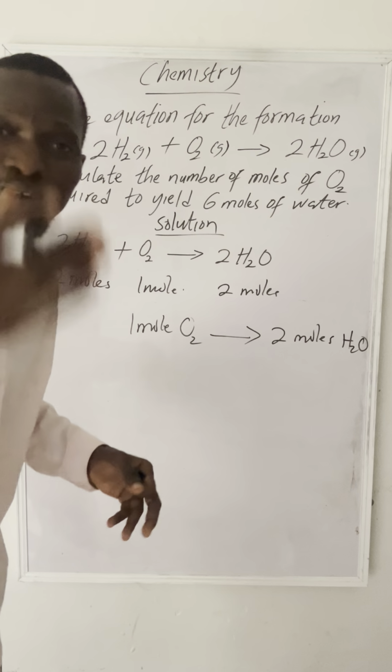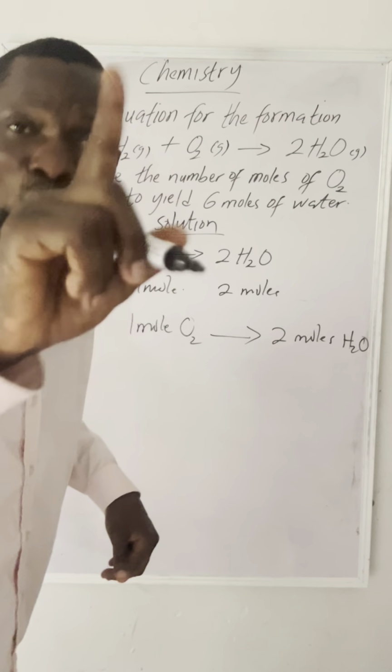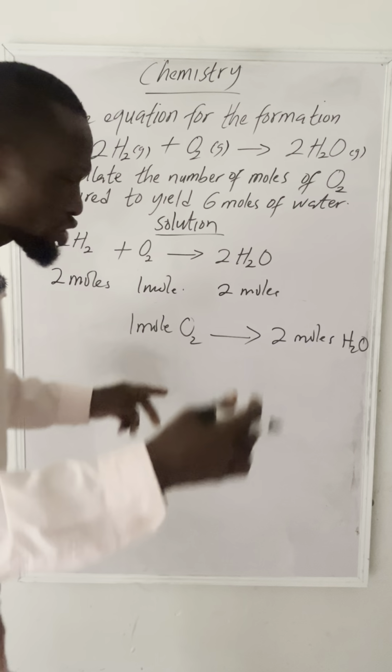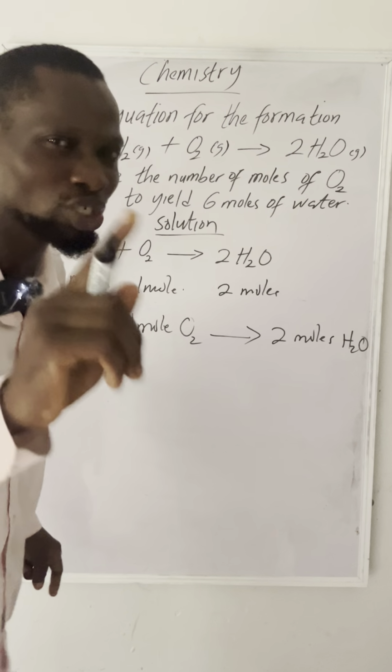The balanced equation will tell you, if I say how much are they selling 5 oranges, you cannot know until you know the amount of 1. So this balanced equation is just like telling us, okay, 1 of this always combines with 2 of this. That is why the balanced equation is very important.